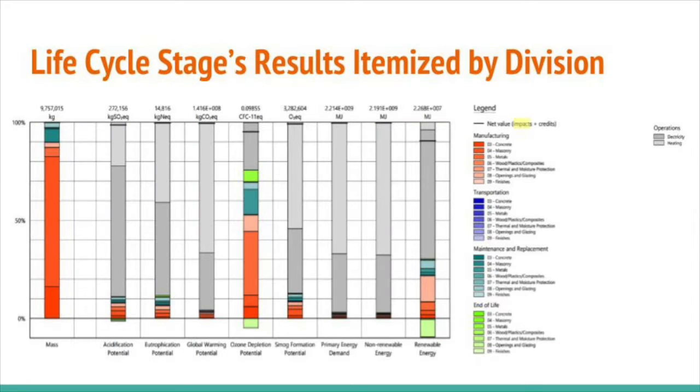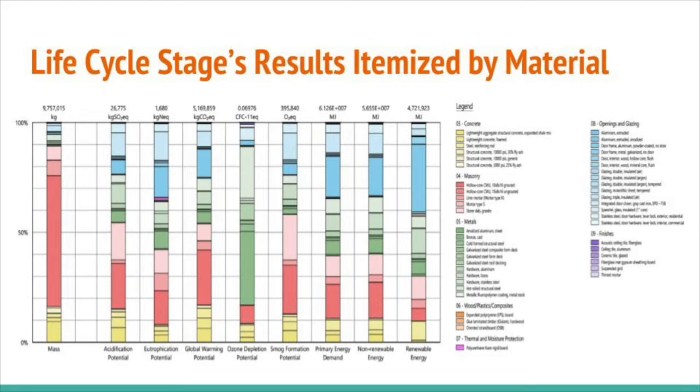Slide 14 breaks down these results by division. All the shades of red shown in this graph represent manufacturing, while all the shades of gray represent operations. Once again, we see the impact category of mass being largely affected by manufacturing. And you see categories like global warming potential, primary energy demand, and non-renewable energy being primarily dominated by operations. In slide 15, we break down these same results by material this time.